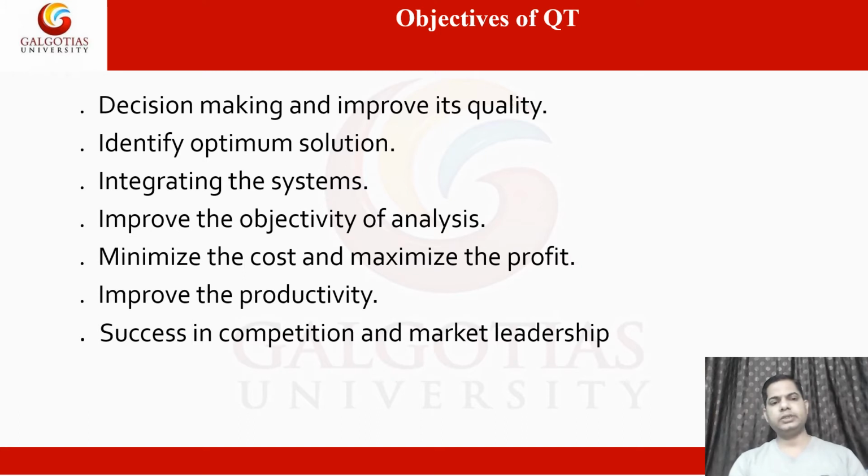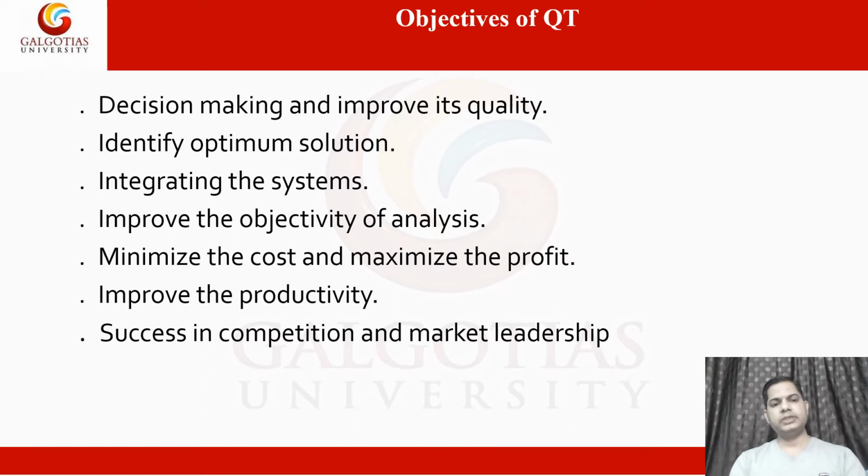The second point is to identify the optimum solution. As I told you, we have to deal with optimization. There may be different solutions to a particular problem. What is the optimum solution? If you are talking about profit, it can be 5 rupees, 10 rupees or 15 rupees, but which one is the maximum? Similarly, the cost of making one product may be 10 rupees, 15 rupees or 18 rupees. Which one is the minimum cost? So when we are talking about cost or profit, it should be the optimum solution.